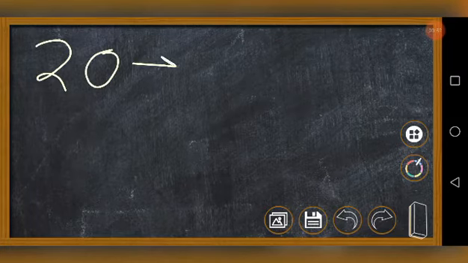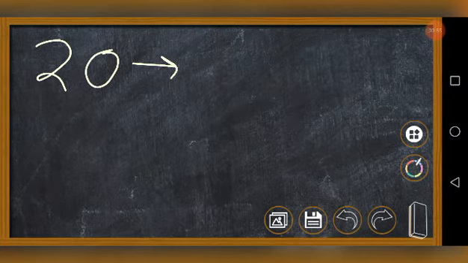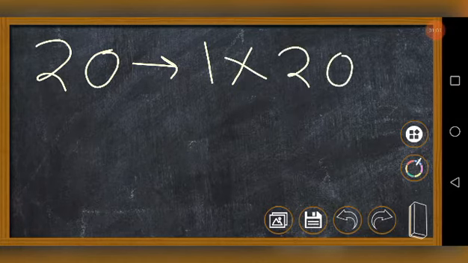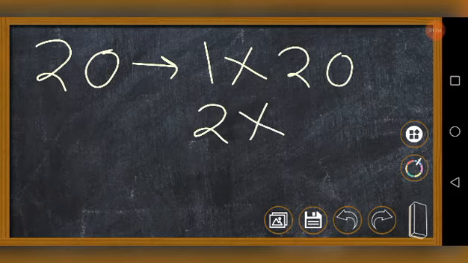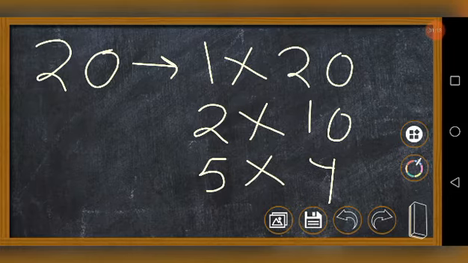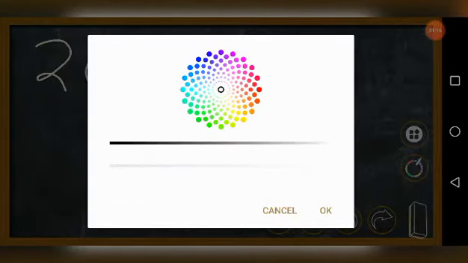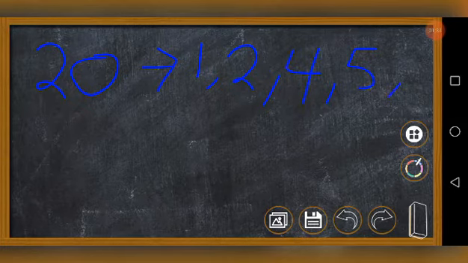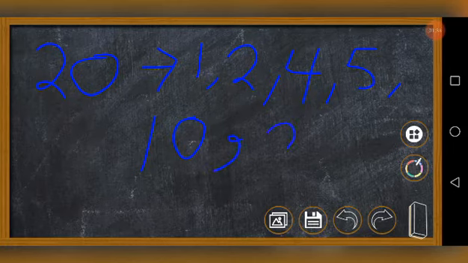20. What are the factors of 20? Now let's think about the factors. 1 times 20 equals 20. 2 times 10 equals 20 also. And 5 times 4 equals 20. Now, ordering all the factors of 20: 1, 2, 4, 5, 10, and 20.